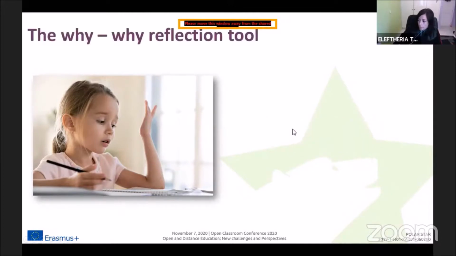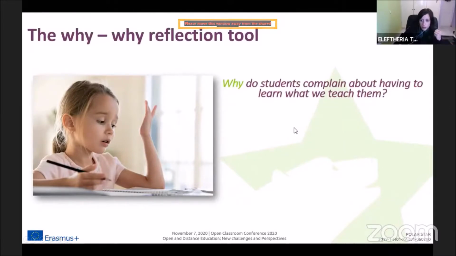So why do students ask this question? Why do students complain about having to learn too many things at school altogether? In order to understand this question, I'm using what we call the why tool, which is a super simple thing. Every time you ask why again. So why do students complain about having to learn what we teach them? I'm sure you can come up with a lot of answers. I'm going to give you the 4 that come to my mind first.